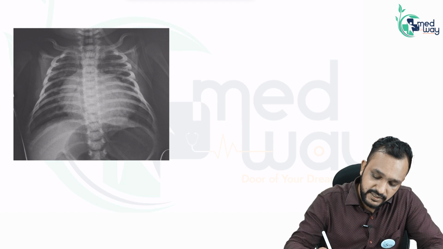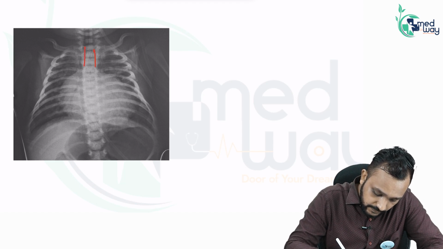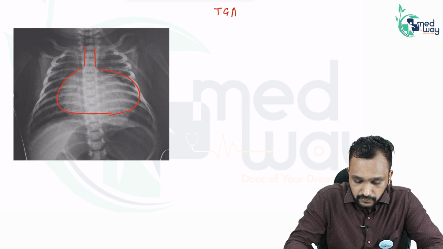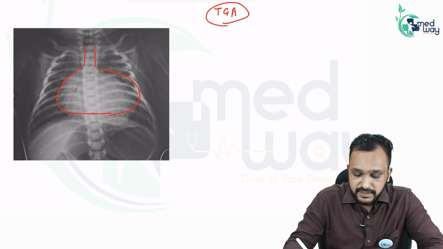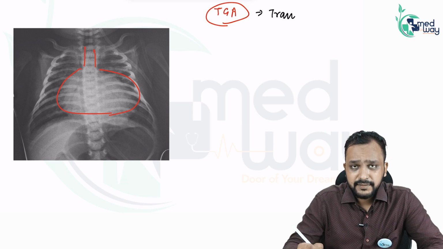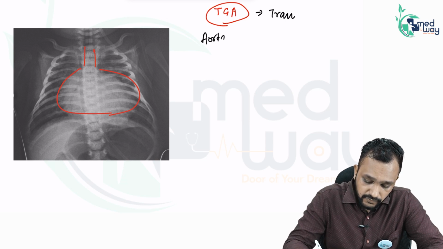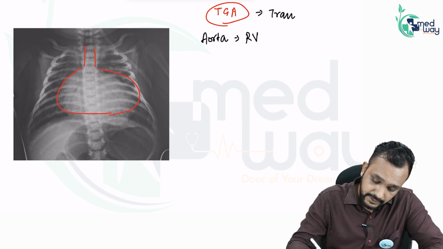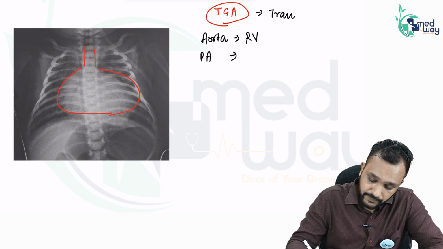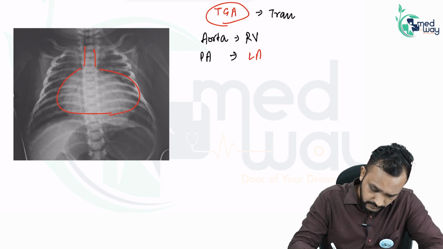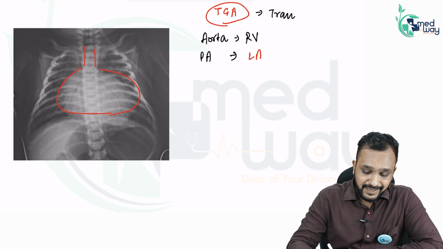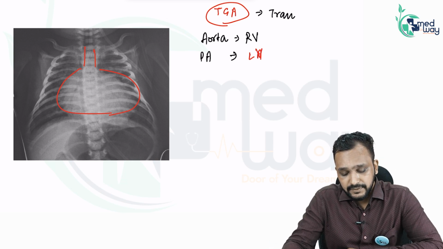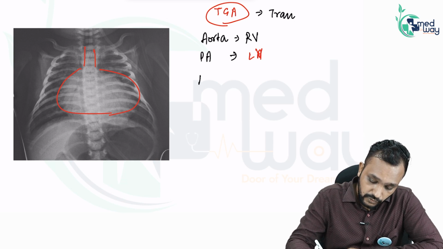So guys, the first image, it is basically your egg on string appearance. This is seen in patients with transposition of great arteries. So guys, what do you understand by transposition of great arteries? It means that aorta, instead of arising from the left ventricle, it is arising from the right ventricle, and your pulmonary artery, instead of arising from the right ventricle, it is arising from the left ventricle, right? So this is what you understand by transposition of great arteries. Now, what happens in this patient? You will see there will be narrowing of the superior mediastinum.